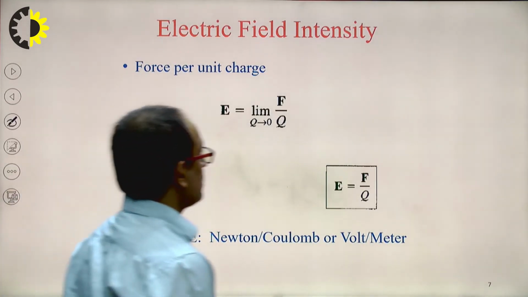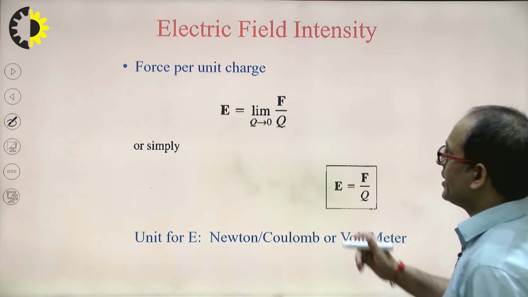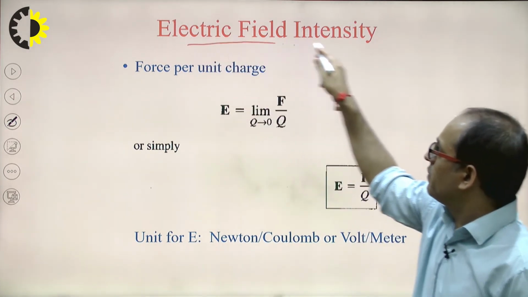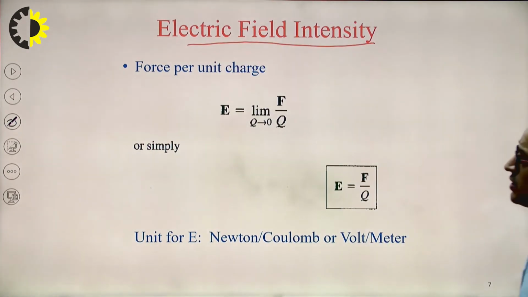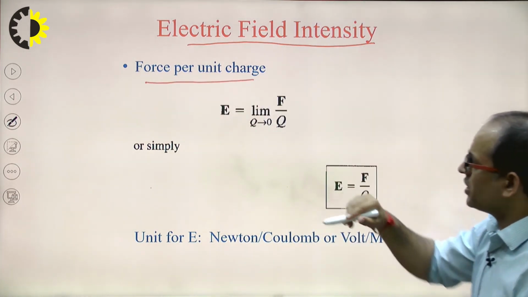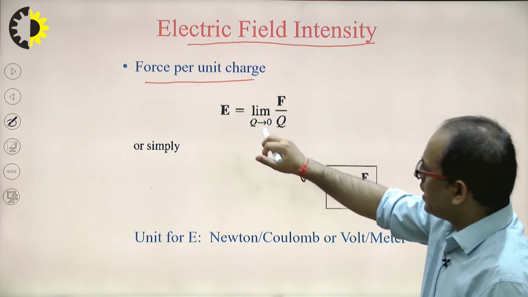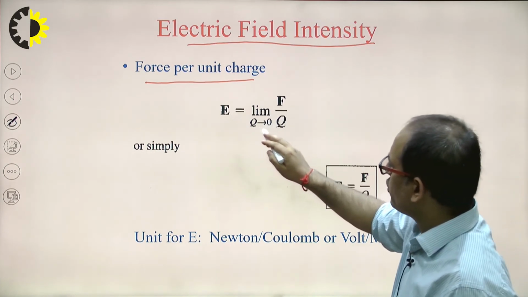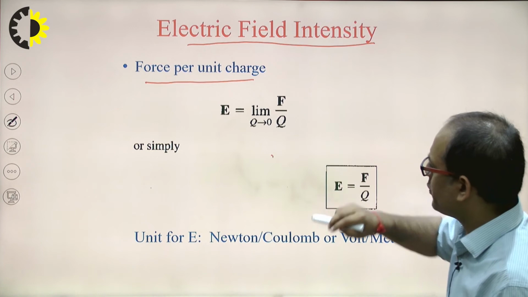Now next one is the electric field intensity. What does this electric field intensity define? This electric field intensity defines the force per unit charge, that is E equal to limit Q approaches to 0, F divided by Q.